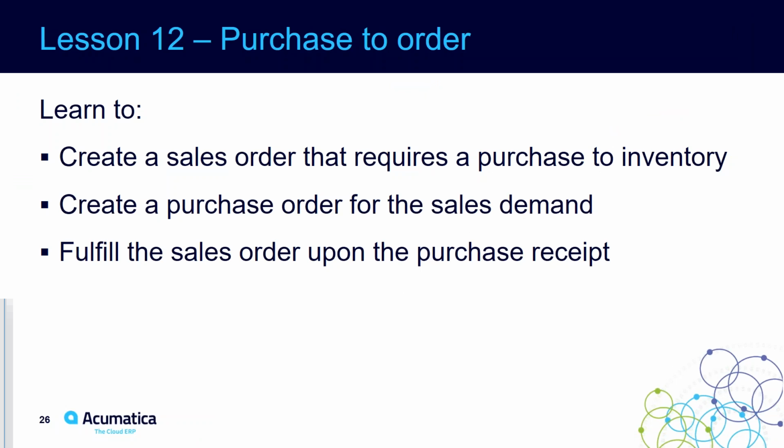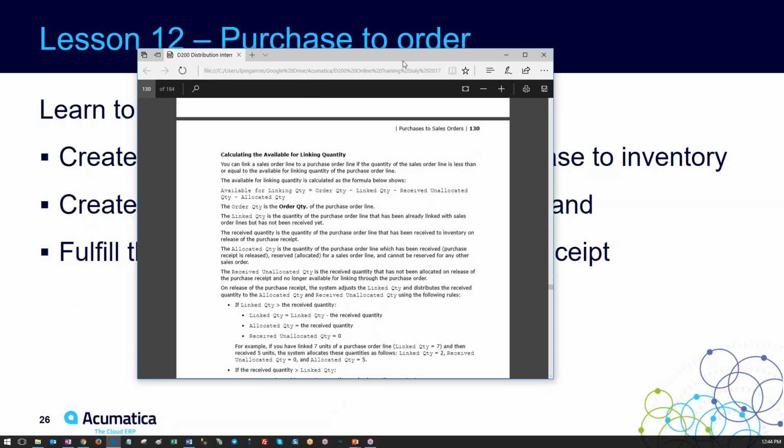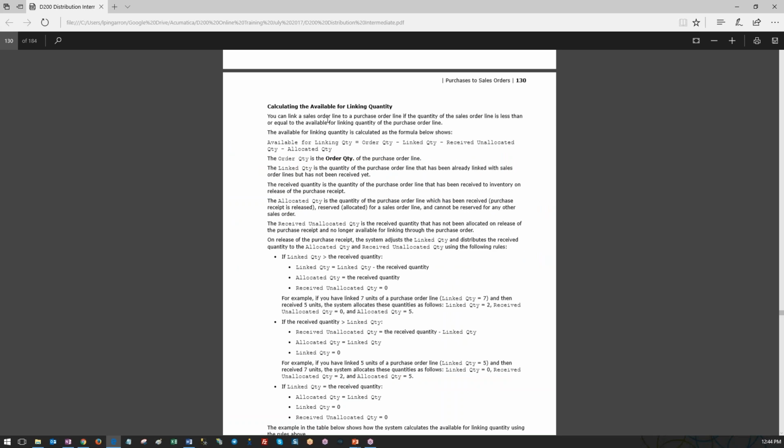On page 130, you have the different formulas used to calculate the available quantity in order to be able to link a specific purchase order. Let me show you that also. So basically what we are saying is that we can link a sales order to the purchase order if the quantity of the sales order line is less than or equal to the available for linking quantity of the purchase order line.